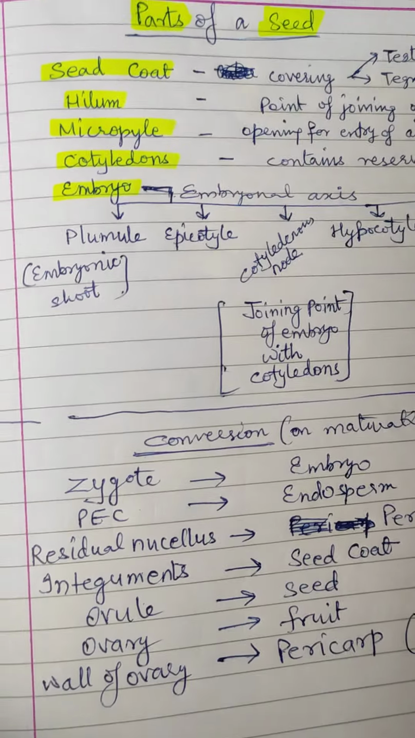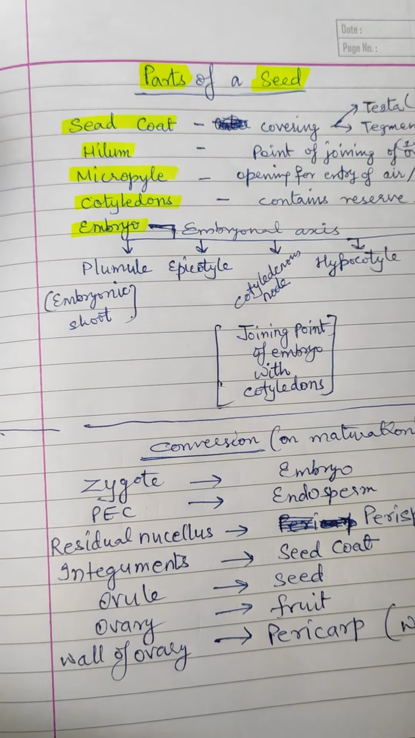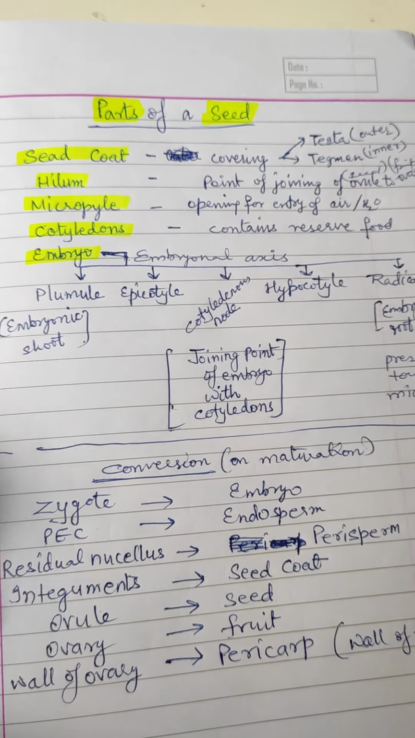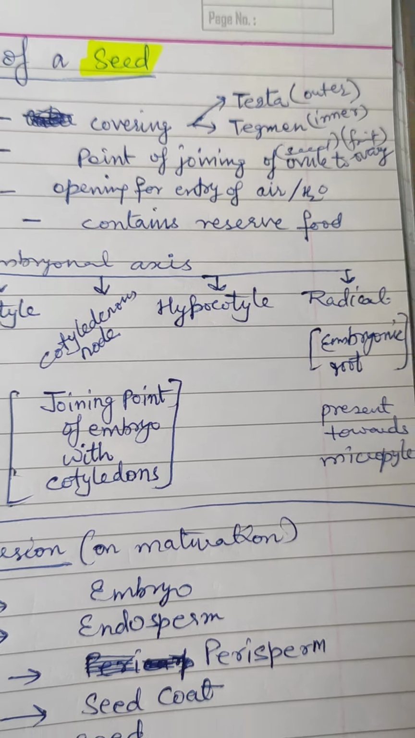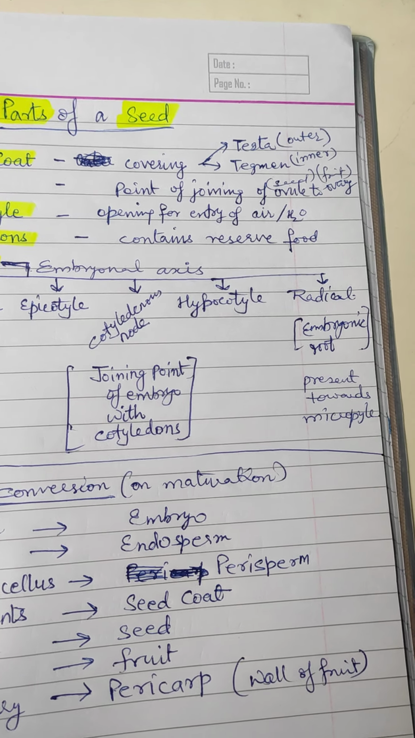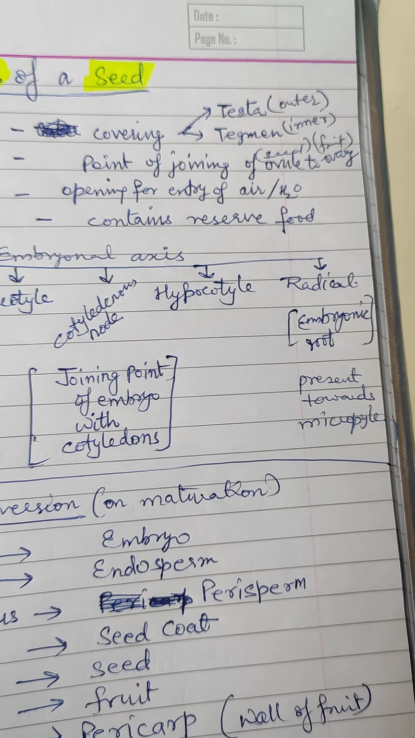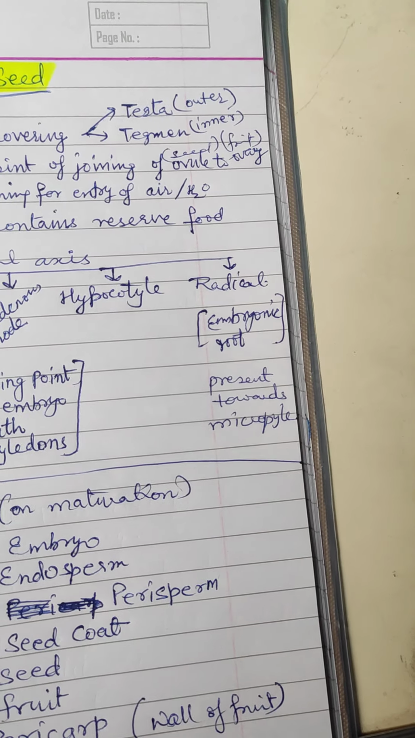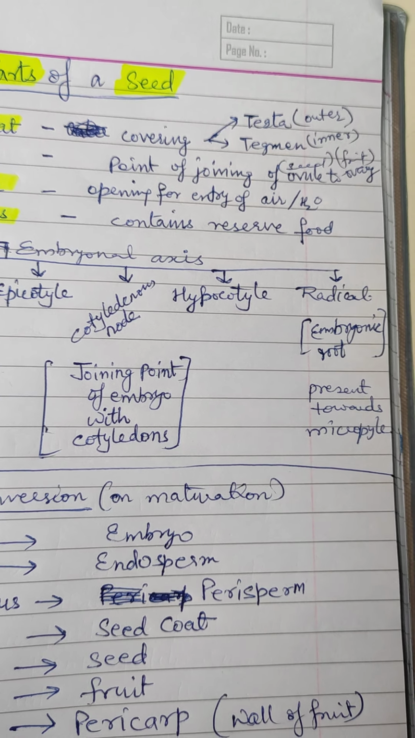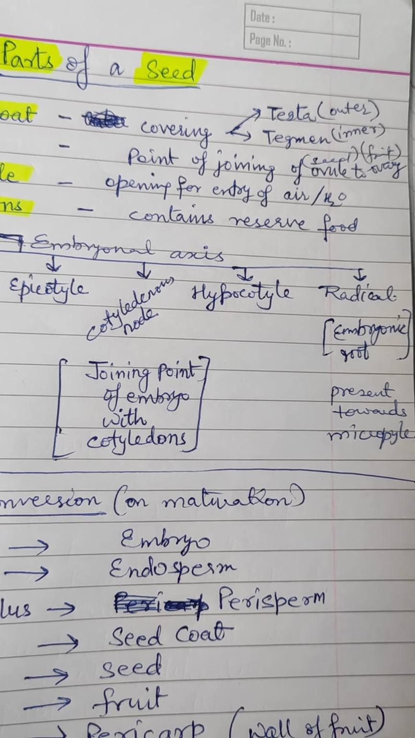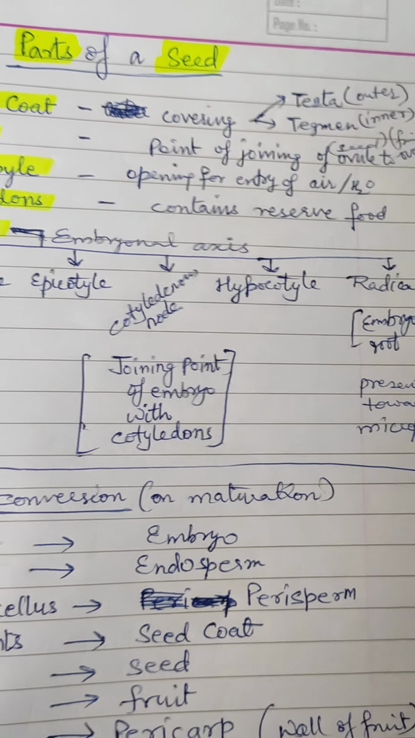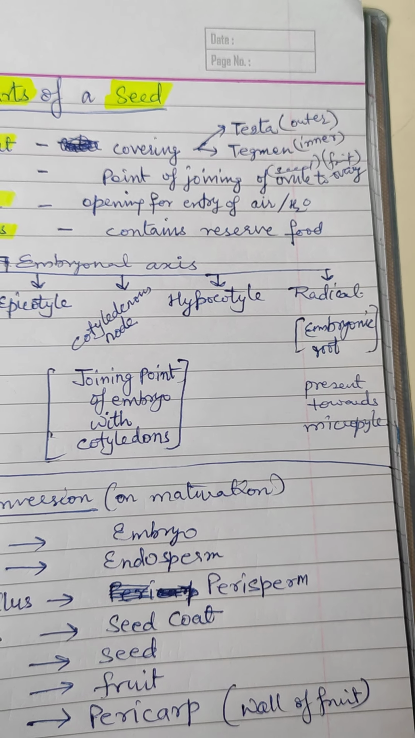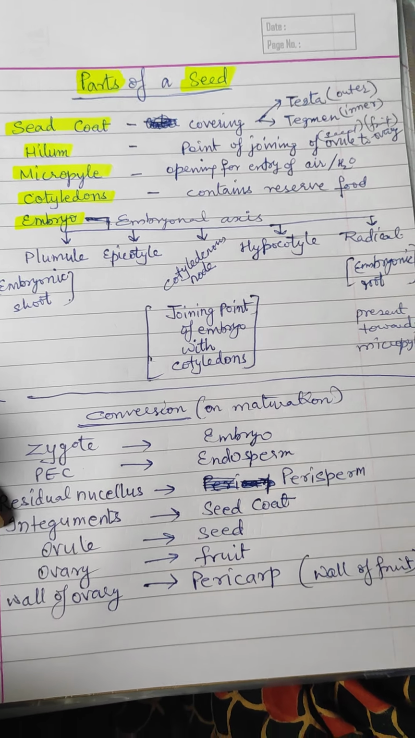So what are the parts of a seed? Outermost we have seed coat, the covering. It has two layers. Outer layer is called the testa and inner is called the tegmen. Then is the hilum, which is a point of joining of fruit and seed. Initially we know it was the joining of ovule and placenta of the ovary. Then is the micropyle. Micropyle is the opening through which air or water can enter in the seeds, which is important for germination.